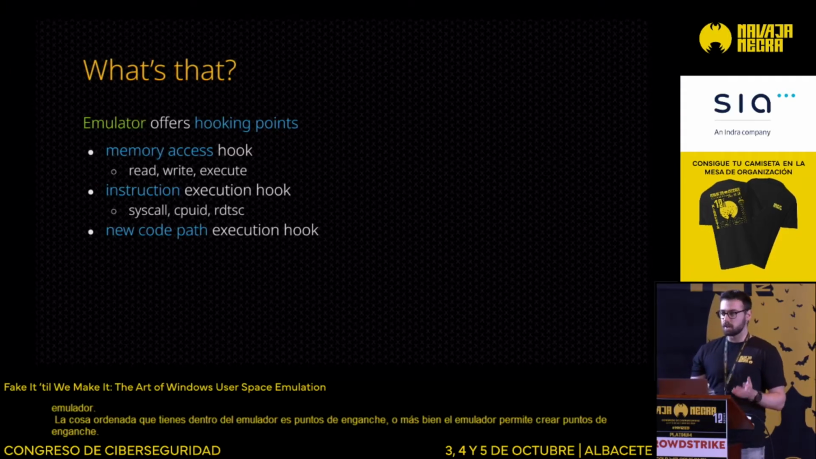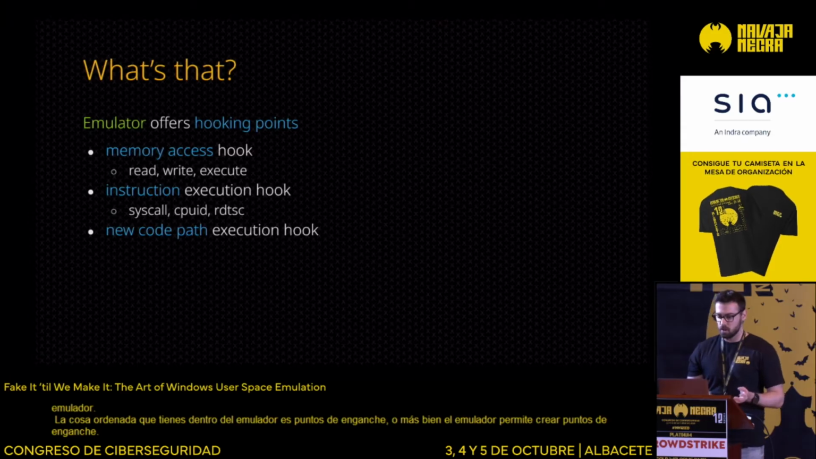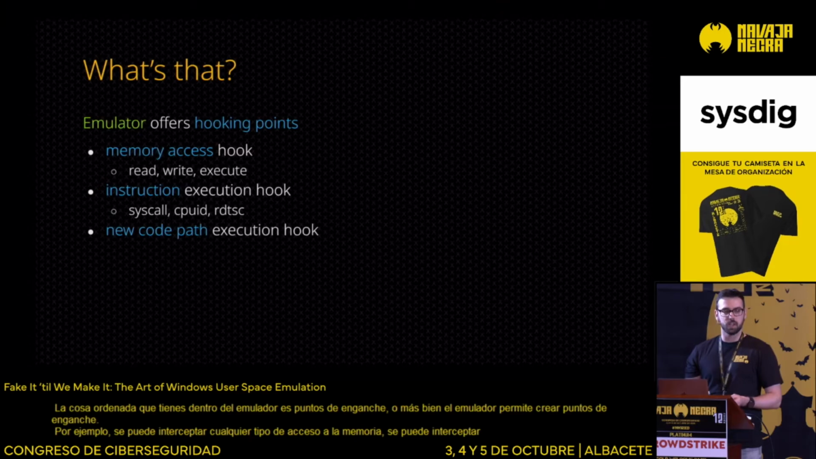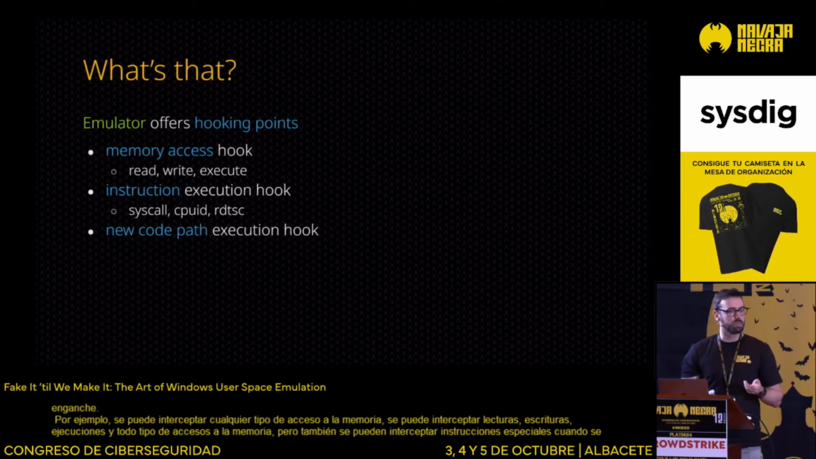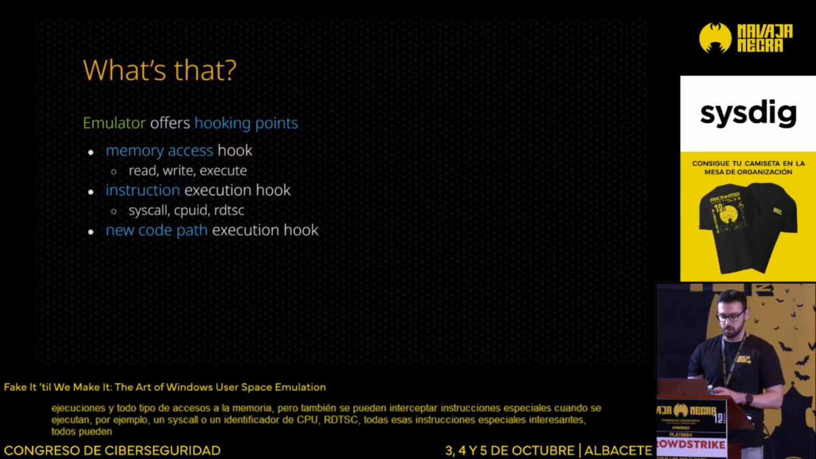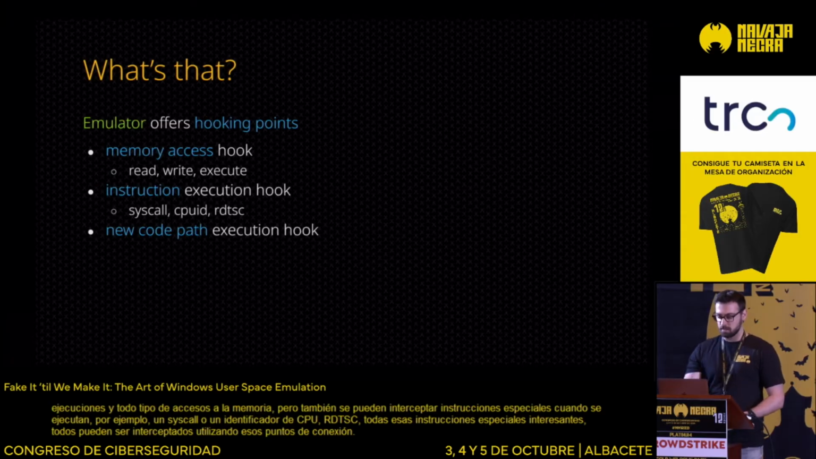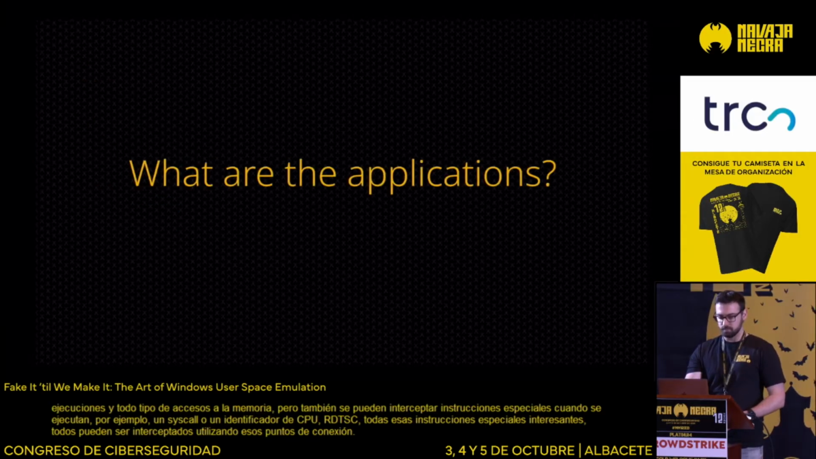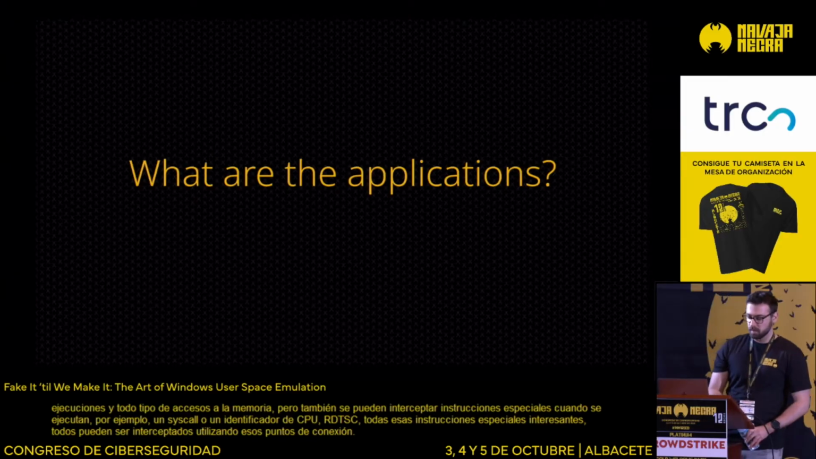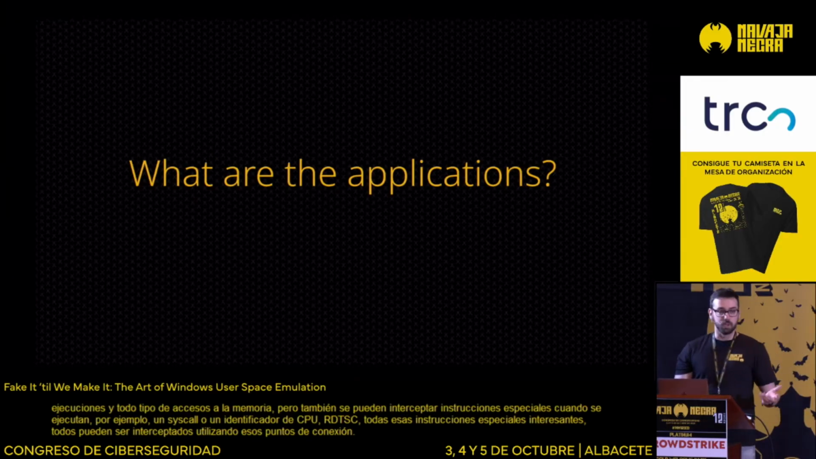And what's also very interesting is that the emulator also offers a way to detect when a new code path is being executed, which can be pretty helpful, for example, if you want to create a fuzzer and you're interested in coverage feedback. So all sorts of hooking points are enabled using the emulator. But the question is, what can it be used for? What are the applications?